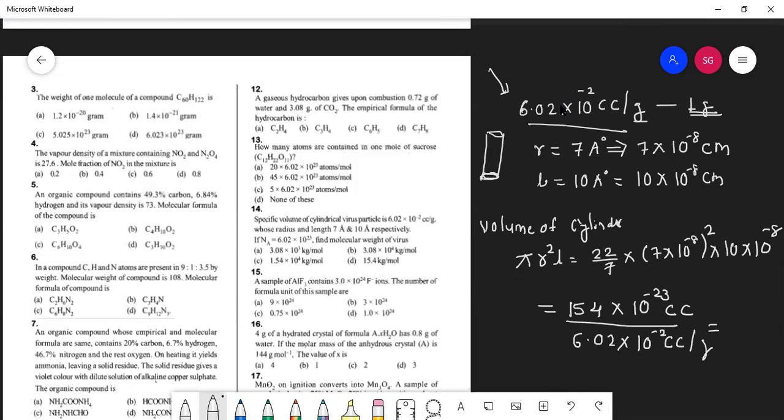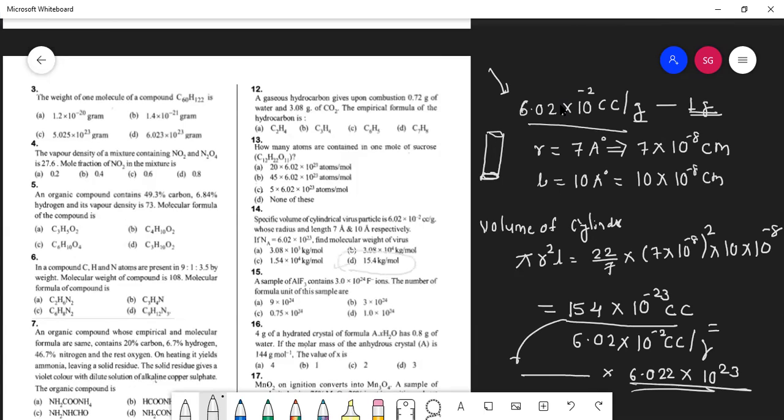From here, whatever answer you get, you need to multiply by Avogadro's number, because Avogadro's number means 1 mole. So that will be 1 mole's weight. So you need to multiply whatever answer you get from here by 6.022 into 10 raised to 23, and you will get your required answer. So the calculations part you need to do. The required answer will be option D.